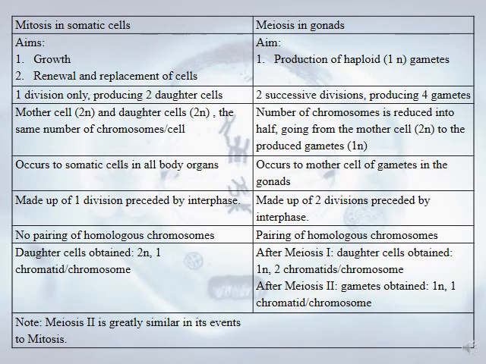Let's move to this very important table showing the comparison between mitosis and meiosis. Mitosis always takes place in the somatic cells. It occurs only in the somatic cells, while meiosis occurs in the gonads, producing sperm and ovum. Mitosis aims for growth, or the renewal and replacement of cells. For meiosis, it is the production of haploid 1N gametes. One division only, producing two daughter cells, in mitosis, while there are two successive divisions in meiosis. What is the meaning of this? Meiosis 1 and meiosis 2, producing 4 gametes, 4 daughter cells.